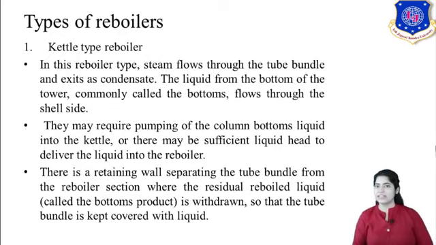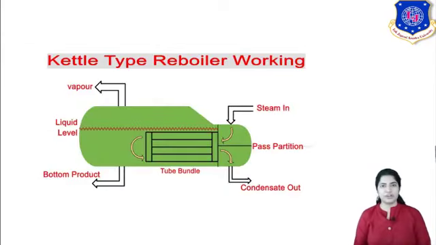Now what are the types of reboiler which you have to study? First is the kettle type reboiler. In this type of reboiler, steam flows through the tube bundle and exits as condensate, so your heating medium is steam. The liquid from the bottom of the tower, which is called the bottom, flows through the shell side. So you are using steam on the tube side and your residue product, which you have to reboil, is kept on the shell side. In this type of reboiler, pumping may be required if sufficient liquid head is not there for natural circulation of liquid. So this is the description of your kettle type reboiler.